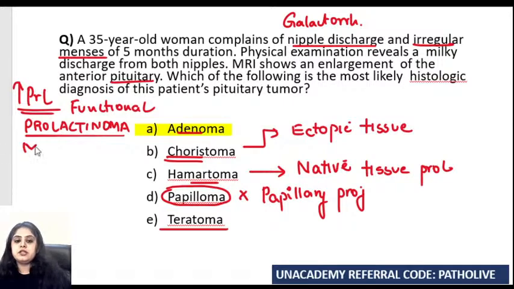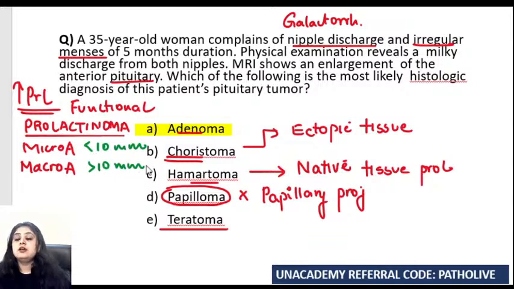Now you know pituitary adenomas are of two types, micro and macro. What's the cutoff that a radiologist uses for a microadenoma versus a macroadenoma? The cutoff is 10 mm, right? I think this is basic, which everyone knows. Less than 10 mm, radiologist will call it a microadenoma. More than 10 mm, radiologist will call it a macroadenoma.